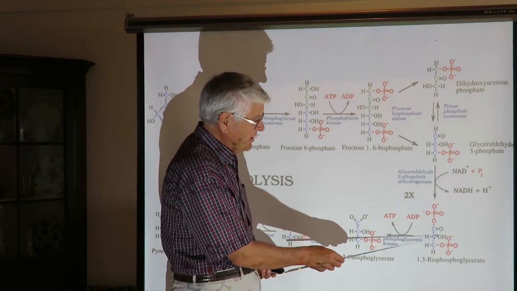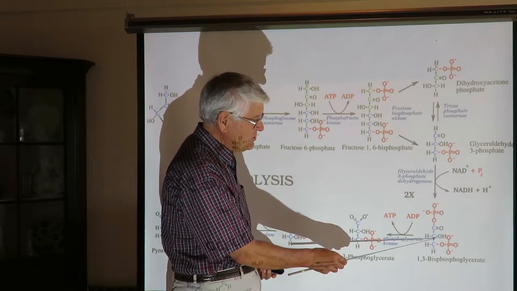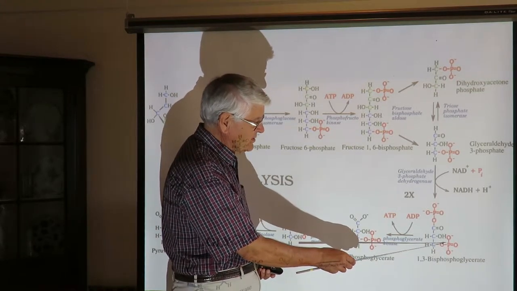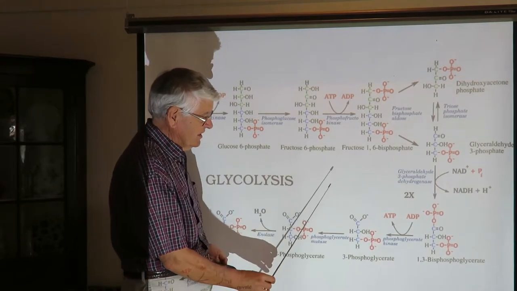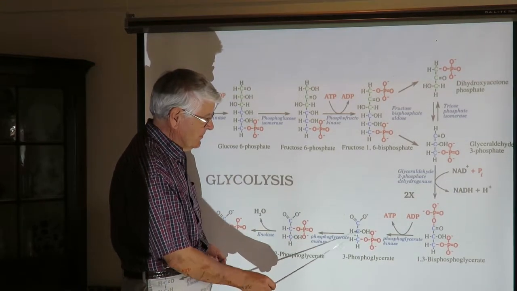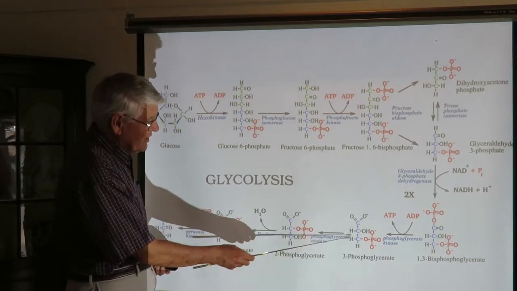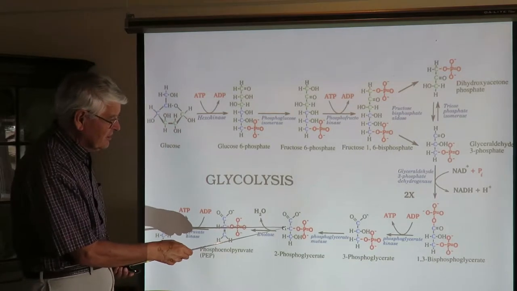So now we have these two high energy phosphates, and we can use them to make ATP. One of these phosphates gets put back on an ADP to make a molecule of ATP. So now you've got three carbons with just one phosphate left. There's a little bit of a rearrangement here. Notice it gets moved from the end carbon up to the middle carbon.